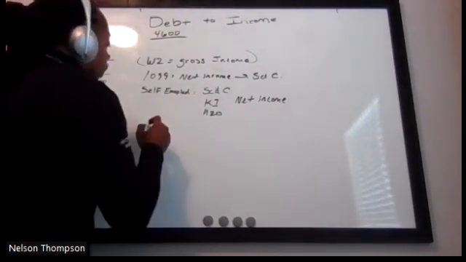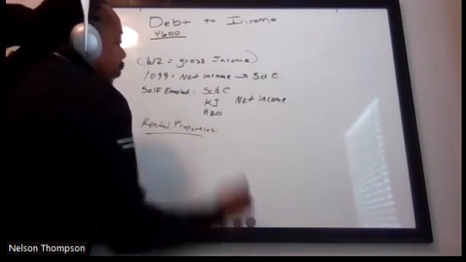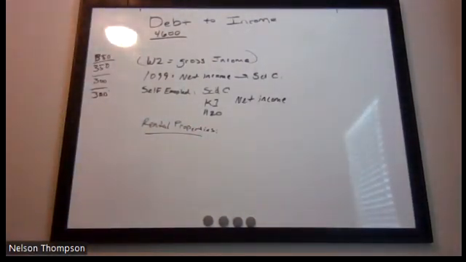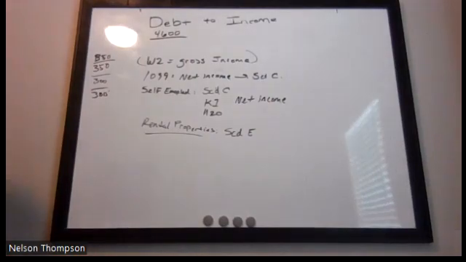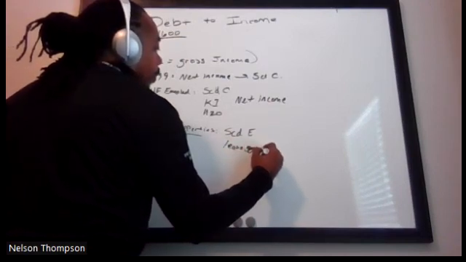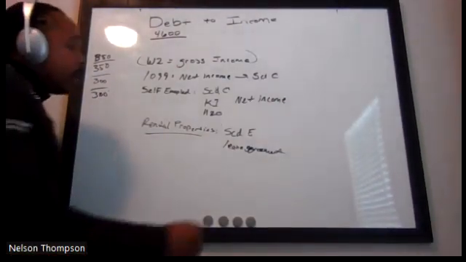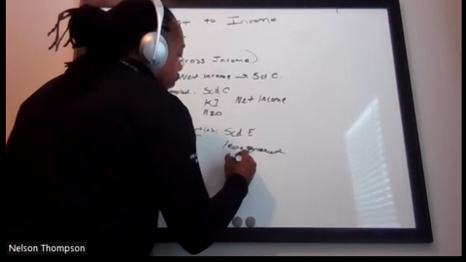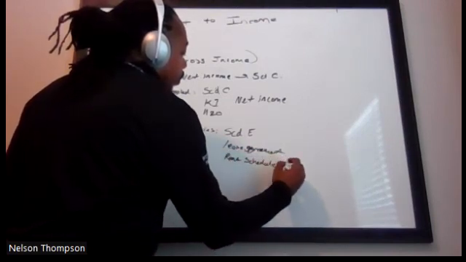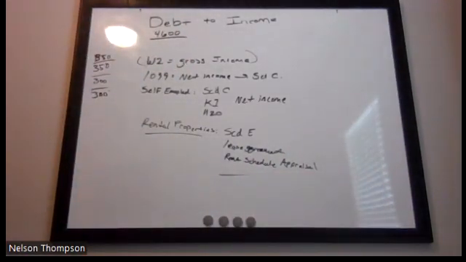Let's say you have rental properties, right? Rental properties, we can do it a couple of different ways, okay? One of the ways we can use rental property to qualify is utilizing the Schedule E, the Schedule E form that you file with your 1040s. We can use the lease agreement, or we can use the rent schedule, appraisal. So now those are normally the three ways we can use to calculate rental properties.